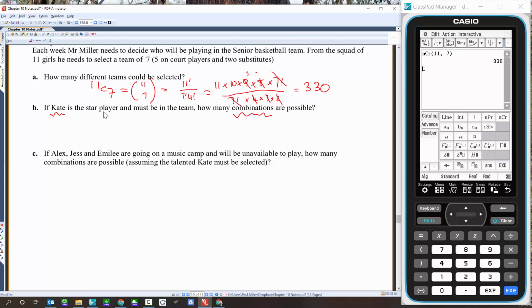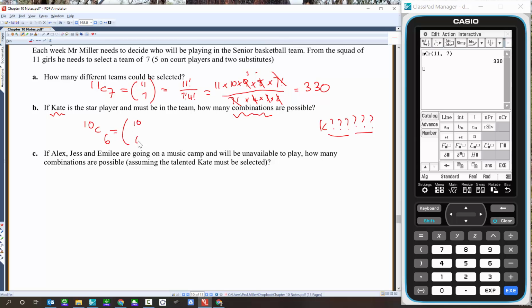Right, if Kate is the star player and must be in the team, how many combinations are possible? Okay, so now what that means is I need to choose a team of 6 from 10 players because Kate is removed out of the potential players. She's just automatically going to be on the team. So there's Kate and 6 others. Okay, so I've got 10 possible players to fill those 6 spots. So I'm going to do 10 choose 6.